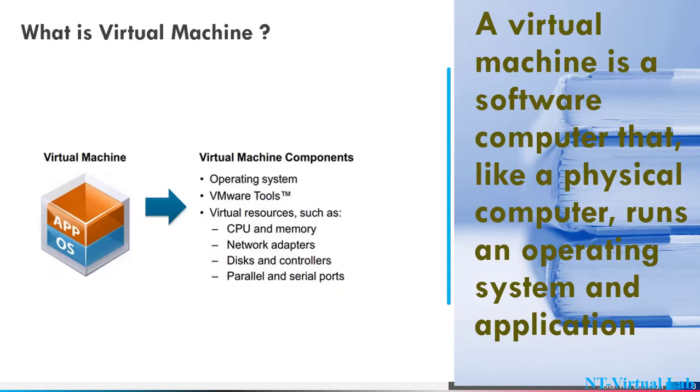Basically, a virtual machine is a software computer that works completely like a physical computer, running an operating system and applications. You can install different operating systems on a virtual machine, and you can install any application over that. A virtual machine has different components. A virtual machine has its own operating system, VMware Tools, and virtual resources like CPU, memory, network, disk, controllers, and parallel and serial ports, and these resources are utilized from your physical host server.